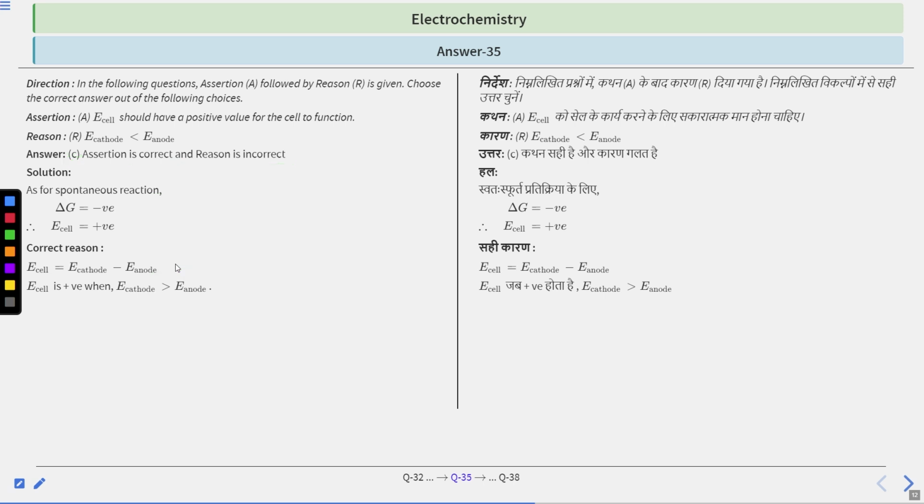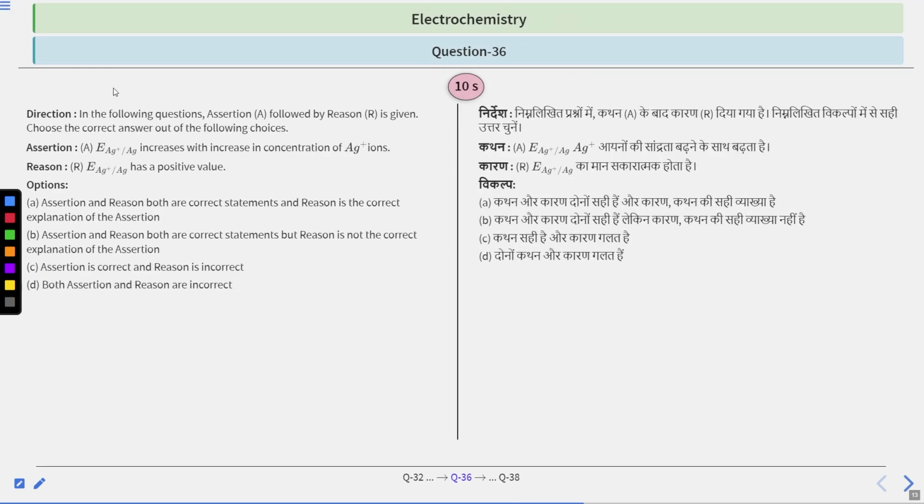Okay, let's move to question number 36. Similarly, here also assertion and reason are given and we have to choose the correct answer out of the choices given in the options. Assertion: E of Ag positive to Ag increases with the increase in concentration of Ag positive ions. Reason: E of Ag positive to Ag has a positive value.